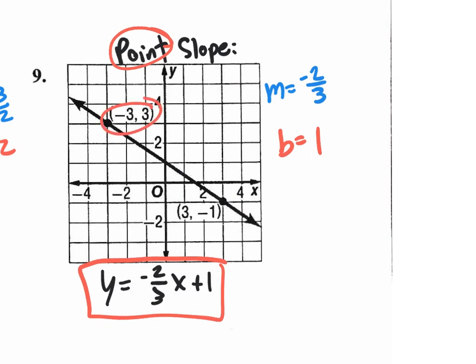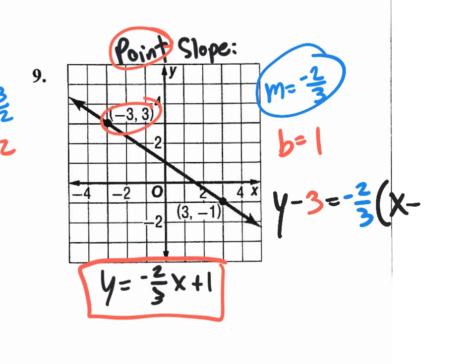Okay, and we also have the other one, but let's go with the first one from left to right. So let's use this one. And we also have the slope. We just counted. You go down 2 over 3. So we also have a slope. So if we had point slope form, how would we write it? Y minus 3 equals our m value, which is negative 2 over 3, times parentheses x minus negative 3.